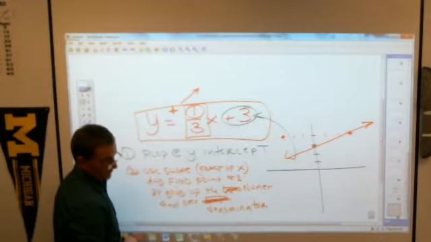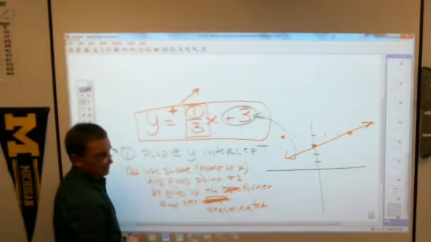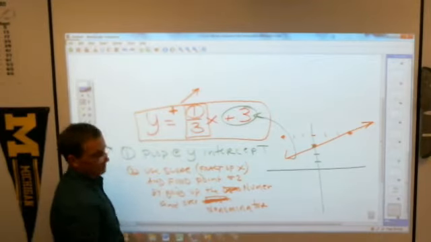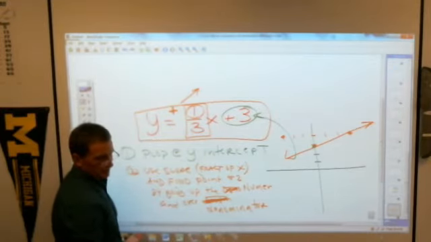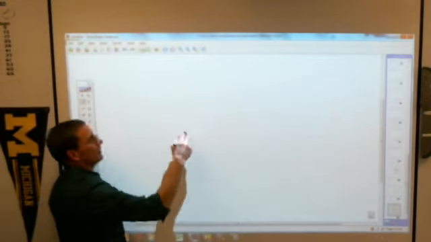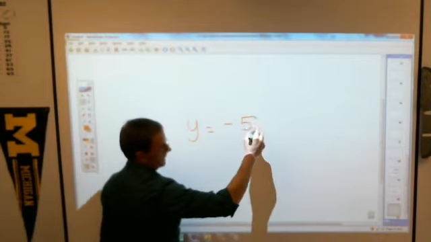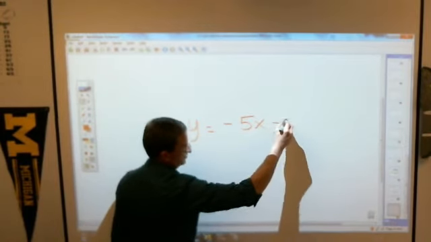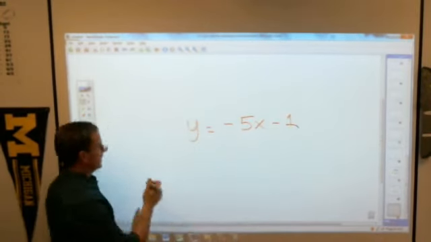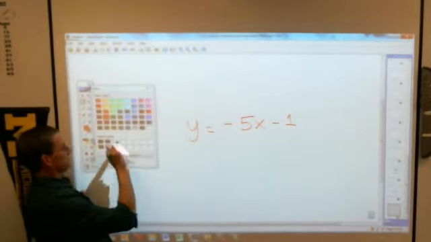How would you know if the top number of the fraction is positive or negative? Would there be a negative sign? It doesn't matter. If there's a negative sign in front of it, it doesn't make any difference. Here, let's do one. Y equals negative 5x minus 1. See if that throws people for a loop.